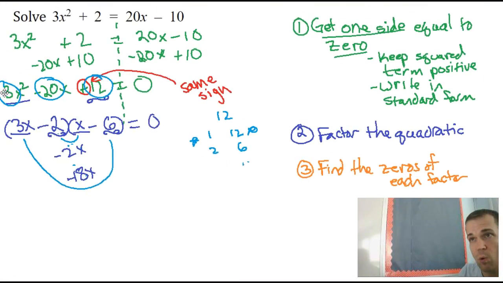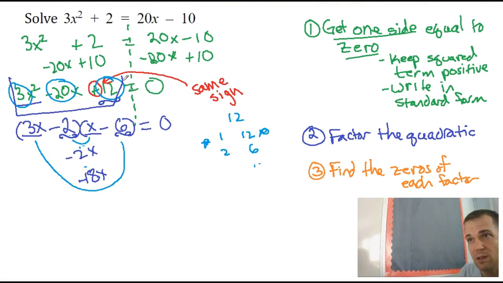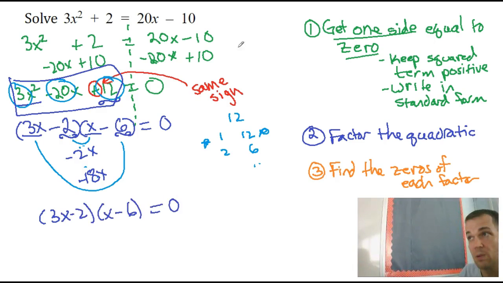This expression factors into 3x minus 2 times x minus 6, and that's going to equal 0. So for step 3, find the zeros of each factor. Well, that's a way of saying, look at this factor, and what value of x makes that 0. Sometimes you can look at it and it's obvious. Like, what makes that 0? 6 makes that 0. 6 minus 6 is 0. This one, not so obvious.